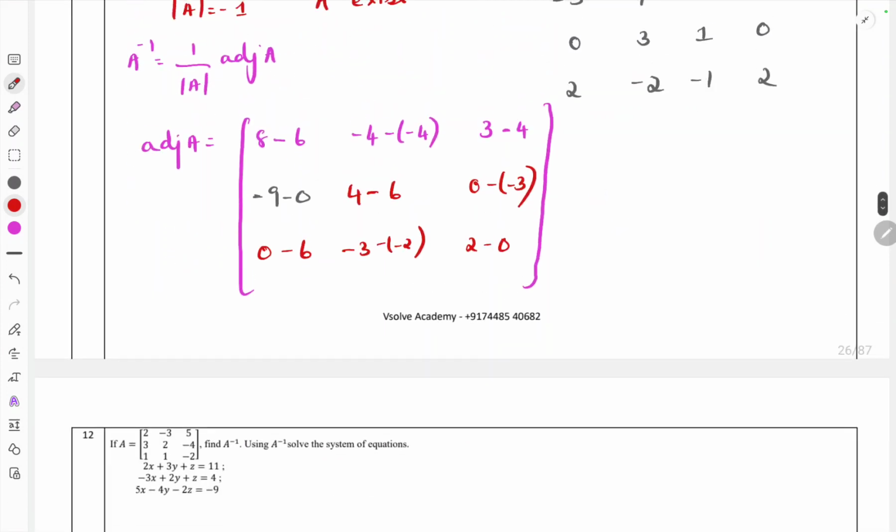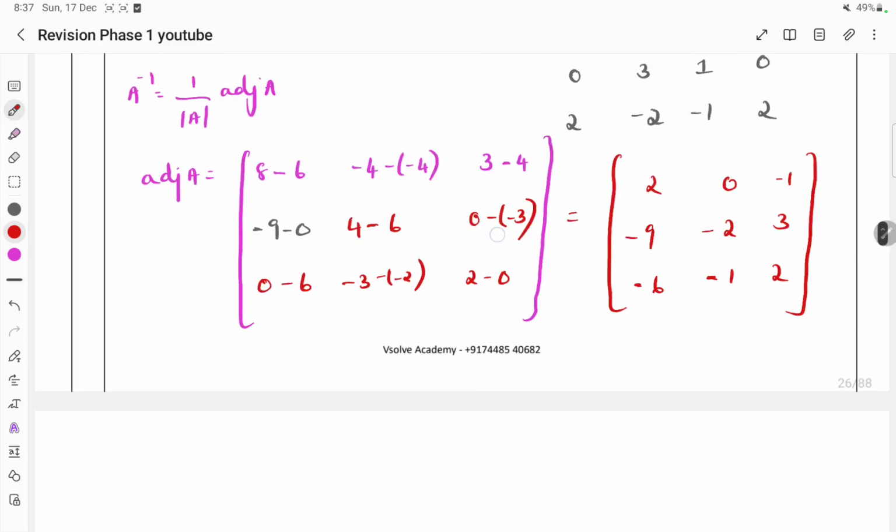So from here we got adjoint of A as 8 minus 6, which is 2, minus 4 plus 4, which is 0. 3 minus 4 is minus 1. Here minus 9, and 4 minus 6 is minus 2. Minus of minus 3 is plus 3, and 0 minus 6 is minus 6. Minus 3 plus 2, which is minus 1. So here just 2. So this is my adjoint of A.